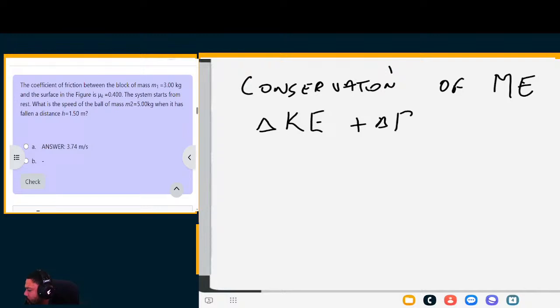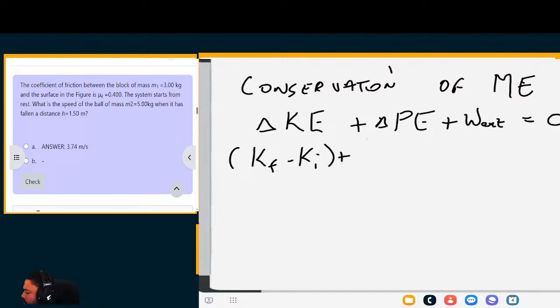The change in potential energy plus the work done by an external force equals 0. Now we know that the change in kinetic energy is just the final kinetic energy minus the initial kinetic energy, plus the change in potential energy, which is the final potential energy minus the initial potential energy, plus the work done by an external force.